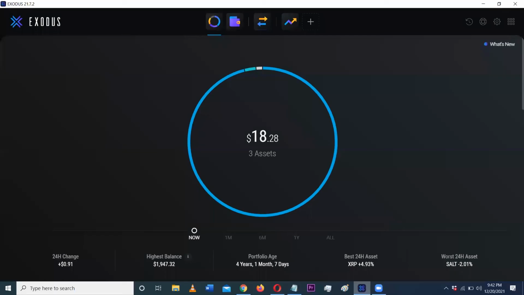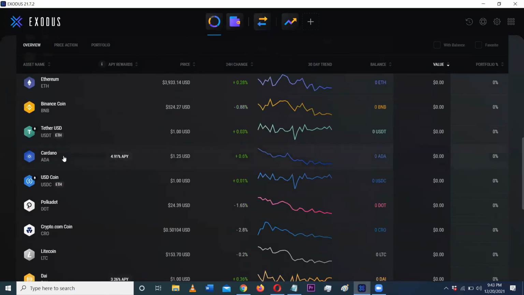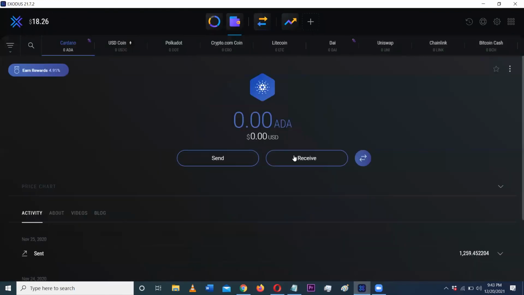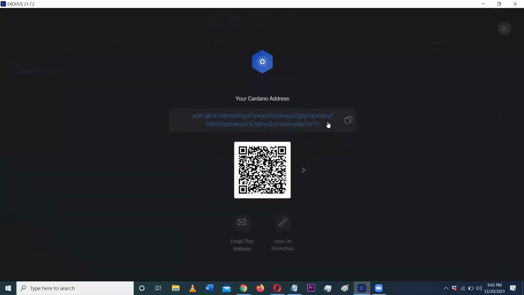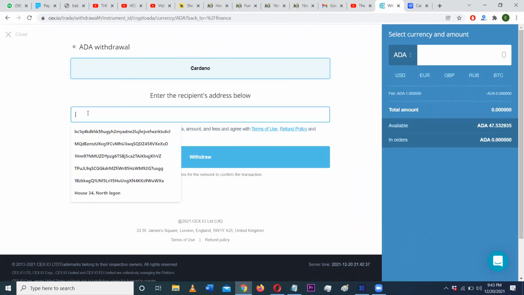So the next thing is to go to Exodus and find Cardano. And then click on receive. So I want to receive Cardano in my Exodus wallet. So they've given me a wallet address. So I'm going to copy it. My address has been copied to clipboard. Wonderful. So I come back to the exchange, CEX, and then I enter the wallet address.